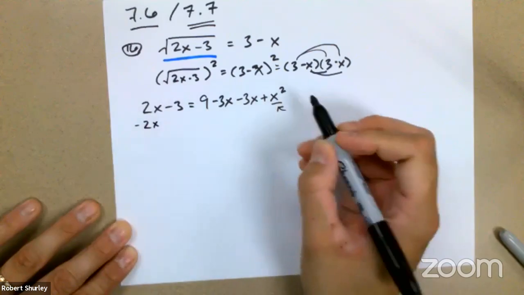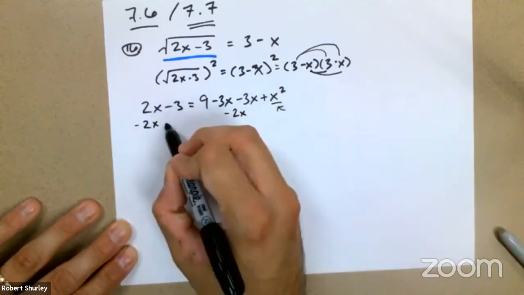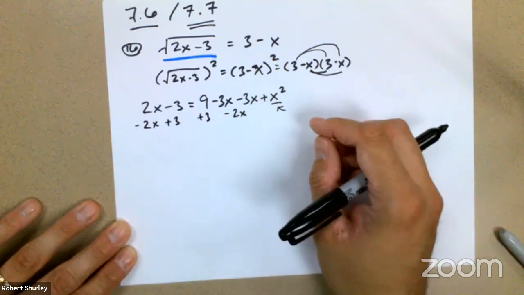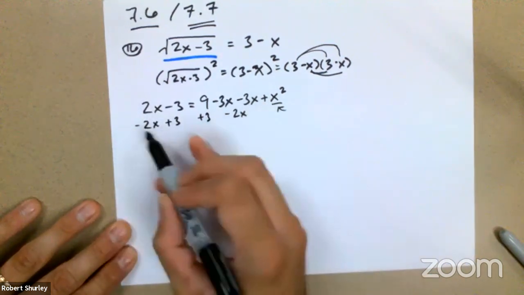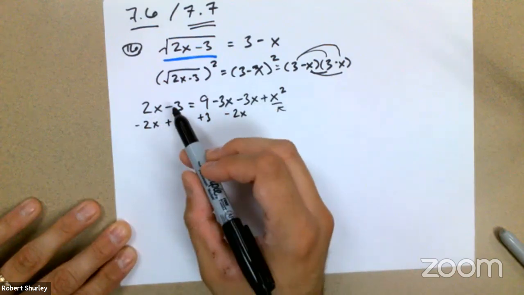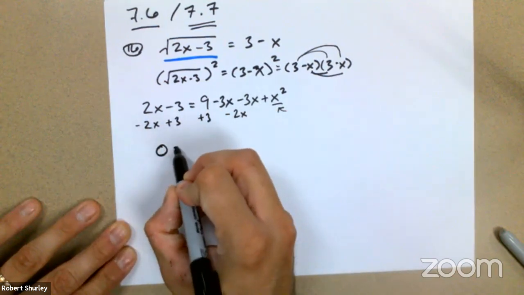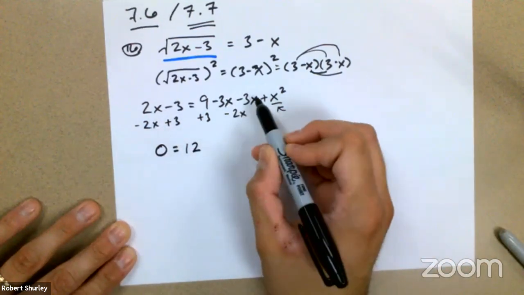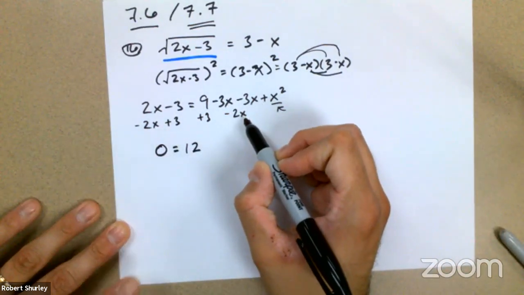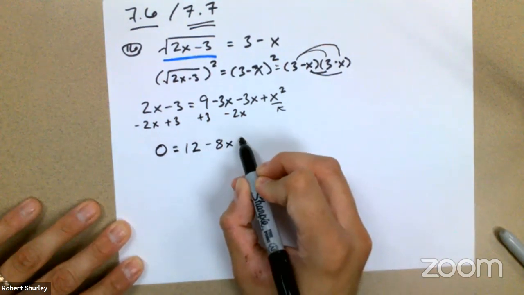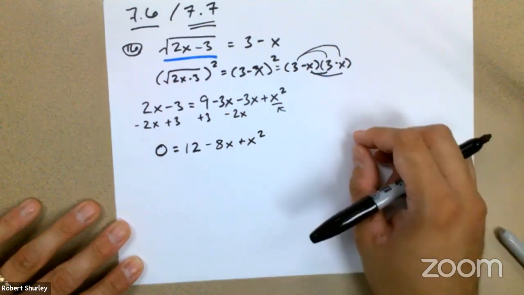So if you've slept a little bit since we've solved by factoring, I'll give you a little review. So I'm moving this stuff to the right. So subtract the 2x over here. Now we've got 3x terms, right? And then add the 3. So we wind up with 0 on the left, 12. Now we've got minus 3x minus 3x minus 2x. So that's what? Minus 8x. Plus x squared. Okay.